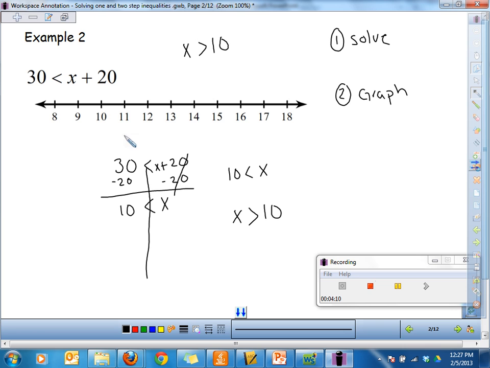So I'm going to go on my number line, and draw an open circle because this is a greater than symbol. And I'm going to pick two test points: 12 and 9. Let's see which one works. Is 12 greater than 10? Yes. Is 9 greater than 10? No. So that means I need to graph to the right.